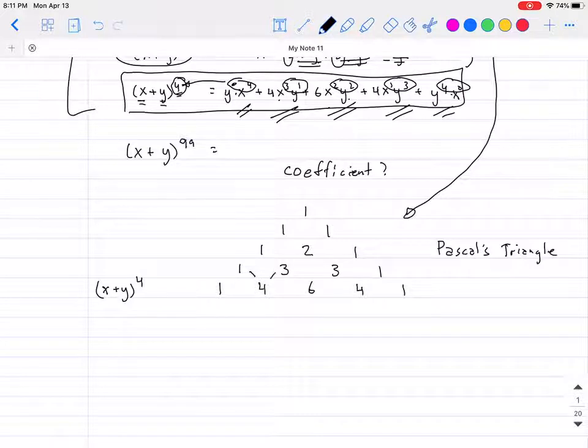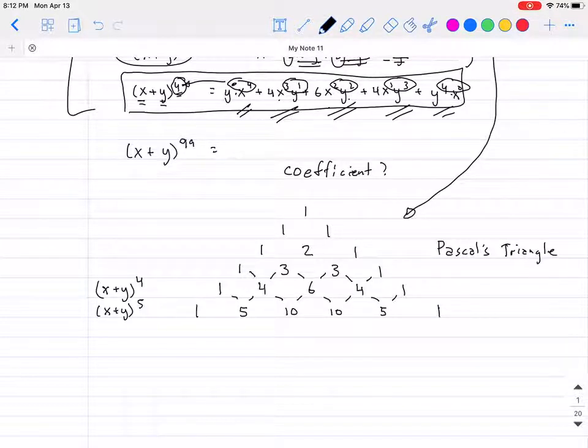So for example, the 1 plus the 3 right here gives you the 4. The 3 plus the 3 will give you the 6. And then 3 plus the 1 will give you the 4. So what that means is if I want to find out what is happening at (x + y) to the 5th power, then according to Pascal's triangle, I'll first start with the 1 on the sides. 1 plus 4 is equal to 5. 4 plus 6 is equal to 10. 6 plus 4 is equal to 10. And 4 plus 1 is equal to 5.